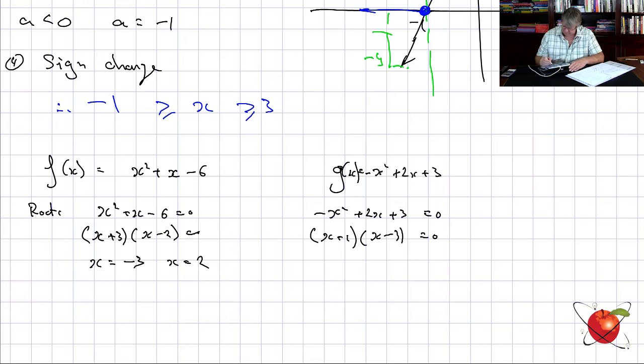Wrong way around. Okay, that's x. It is, yeah, you're right. It is, sorry, my bad.